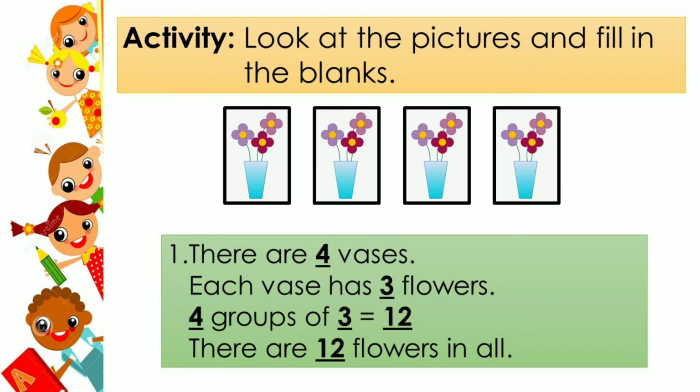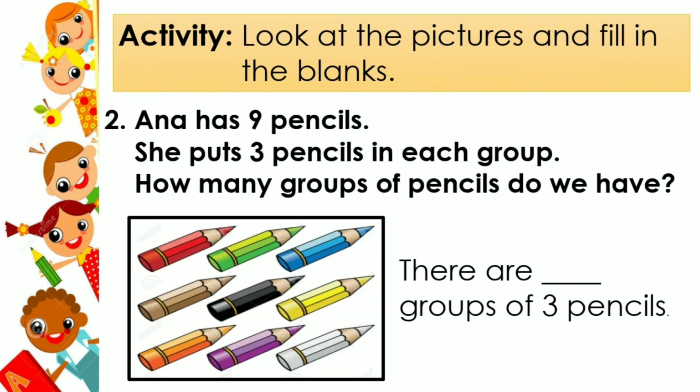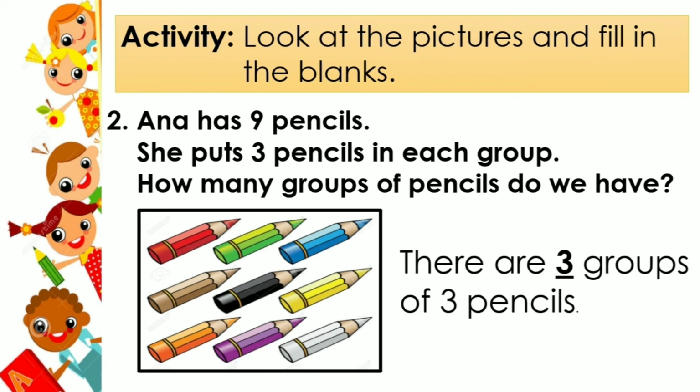Very good, children. How about the next word problem? Anna has 9 pencils. She puts 3 pencils in each group. So, what is your answer? There are blank groups of 3 pencils. How many groups are there, children? Teacher, there are 3 groups of 3 pencils.